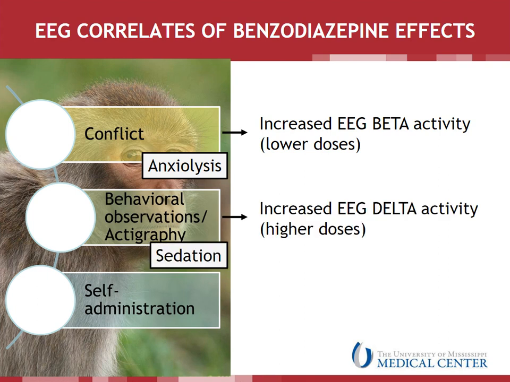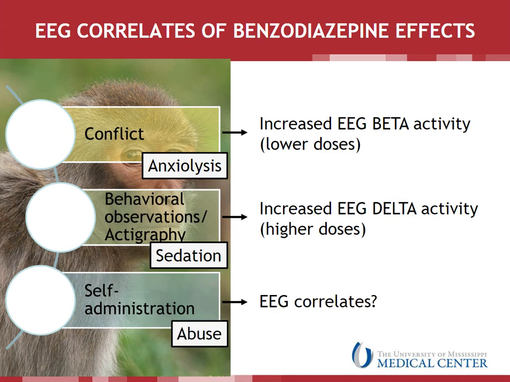On the other hand, increased EEG delta activity in occipital brain regions at higher doses is a correlate of benzodiazepine-induced sedation, which we had previously shown with our behavioral observations and actigraphy models, and also we now showed with our EEG-based polysomnography model. Based on our EEG findings, there is an 8-fold difference in the potency of alprazolam to induce beta versus delta EEG activity increases, which is in line with our prediction of a dose-dependent effect in both the behavioral and EEG-related effects of these drugs.